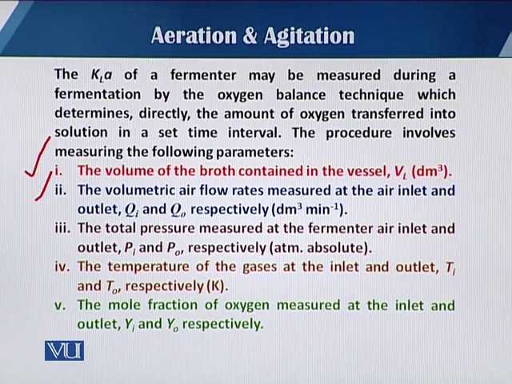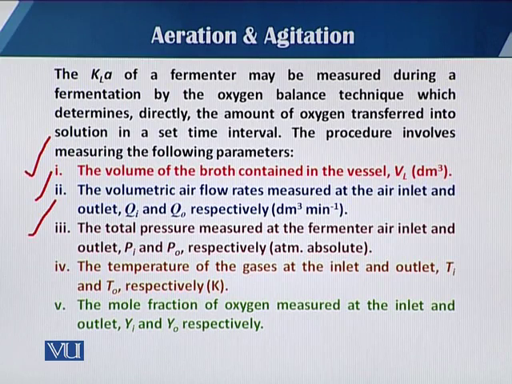In the same case, the estimation of the total air and the concentration of oxygen at the exit point. So both the inlet and the outlet estimations, QI and Q naught respectively, in liters per minute, that is, how much air is supplied, in LLM, because we have discussed the unit of aeration while discussing the design of the fermenter. The third one is the total pressure measured at the fermenter air inlet and outlet, PI and P naught.